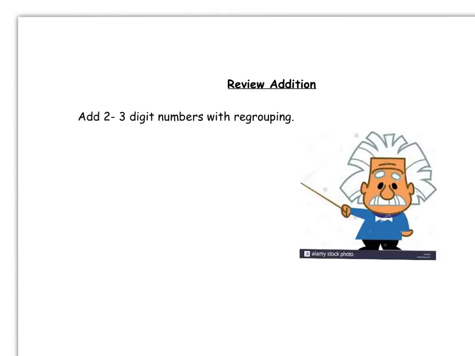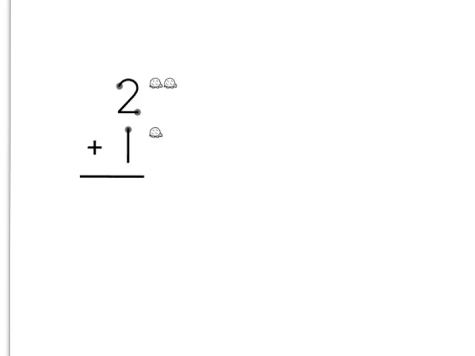Hi guys! In today's lesson, we are going to be adding 2 to 3 digit numbers with regrouping. When you want to combine something, you're going to add it. The two numbers that you add together are called the add-ins, and the sum is the answer to an addition problem. So in this first problem here, 2 plus 1, that's a piece of cake. I know that equals 3. 2 plus 1 equals 3.